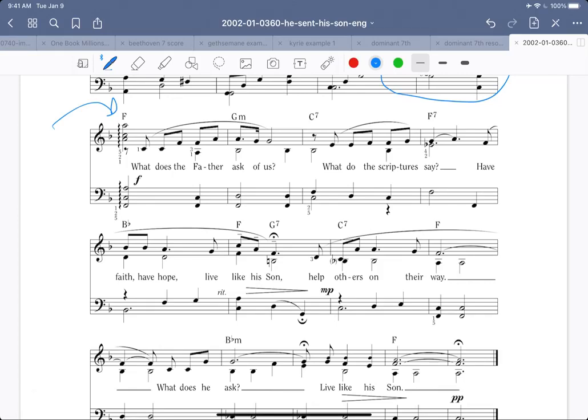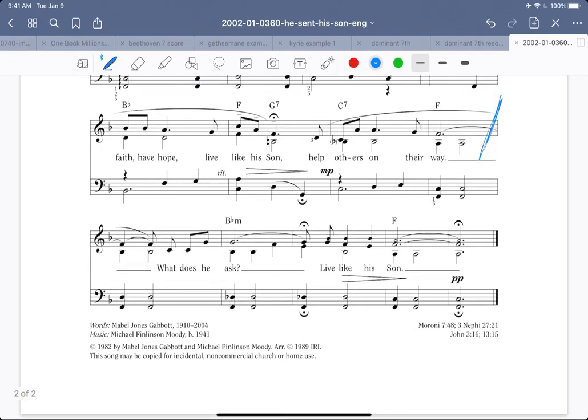Okay, so we had the 4 bars. We had the 1, 2, 3, 4. And then another 1, 2 with the fermata, 3, 4, which ends here. So an 8-bar phrase. And then this little kind of coda thing.